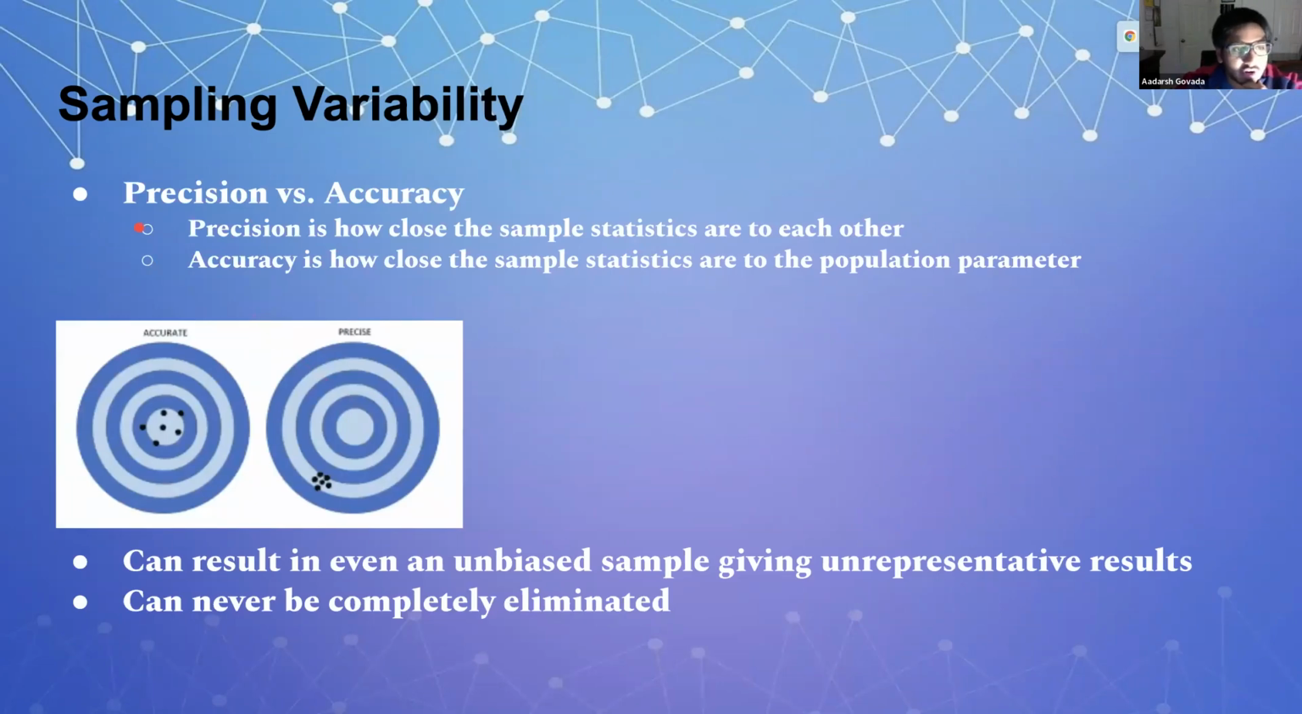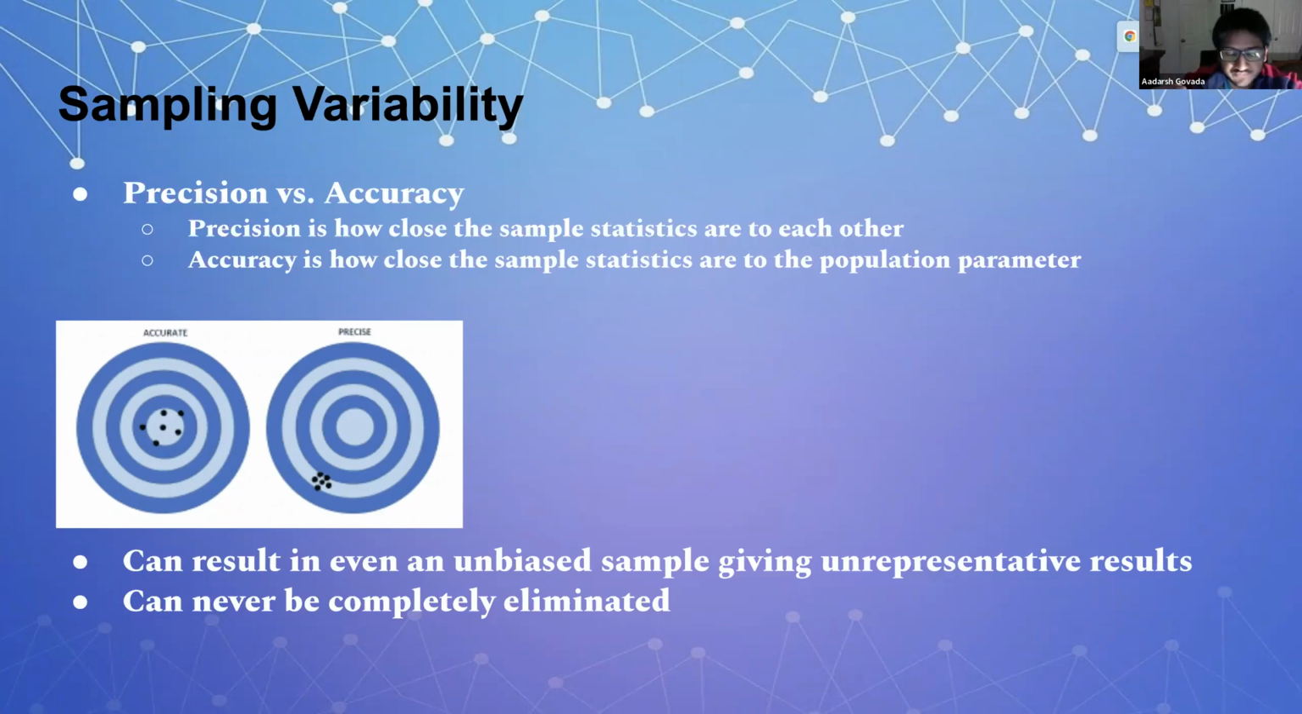Next, sampling variability. The first thing we want to look at is precision versus accuracy. A common misconception is that they are the same thing. That's not true. Precision is how close the sample statistics are to each other. So if you run multiple trials and you get means that are really close to each other, that is precise.